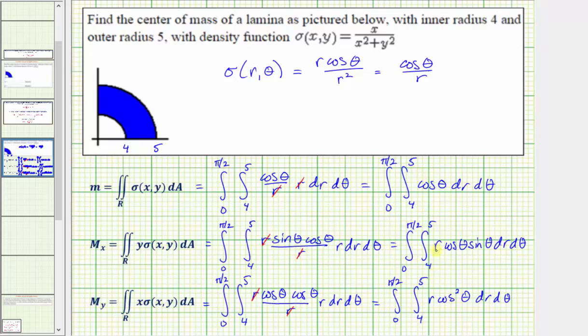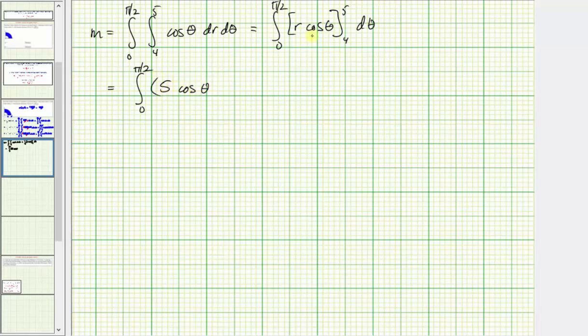We now need to evaluate each of these double integrals. So for the mass, we first integrate with respect to r, treating cosine theta as a constant. So we have the integral from 0 to pi over 2 of r cosine theta, with the limits of integration for r from 4 to 5. So when r is equal to 5, we have 5 cosine theta. And when r is equal to 4, we have minus 4 cosine theta. So this simplifies nicely to the integral from 0 to pi divided by 2 of just 1 cosine theta, or cosine theta.